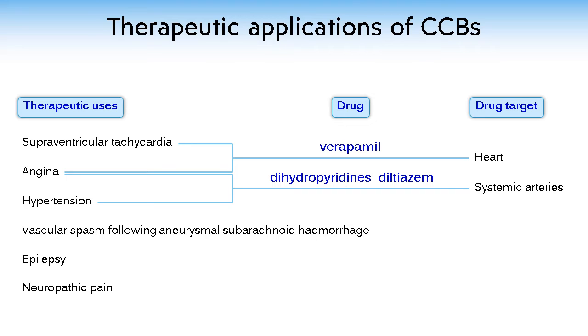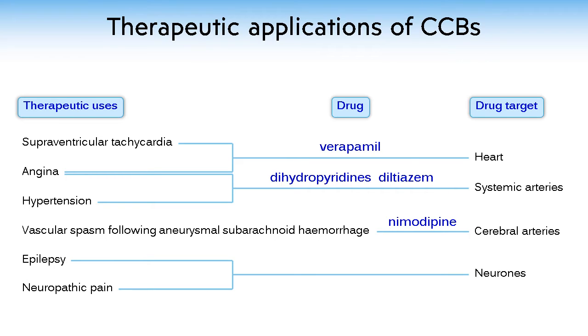Vascular spasm following aneurysmal subarachnoid hemorrhage involves the cerebral arteries, and one of the dihydropyridine drugs, known as nifedipine, has a selective action on the cerebral arteries. It is the only calcium antagonist used to treat this condition. The last category of therapeutic uses moves away from the cardiovascular system to the brain. Epilepsy and neuropathic pain are both neuronal disorders. Calcium channel blocking drugs that are effective in these conditions are the gabapentanoids, which selectively target the calcium channels in neurons.